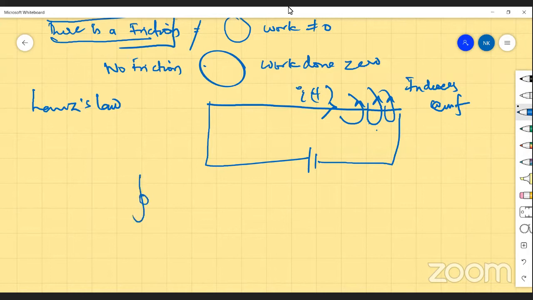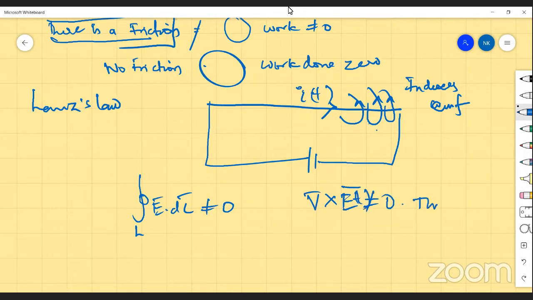So because of that, this closed loop line integral E bar dot dl bar is not equal to 0. That's why we are not getting del cross E bar equal to 0 in the time varying case.